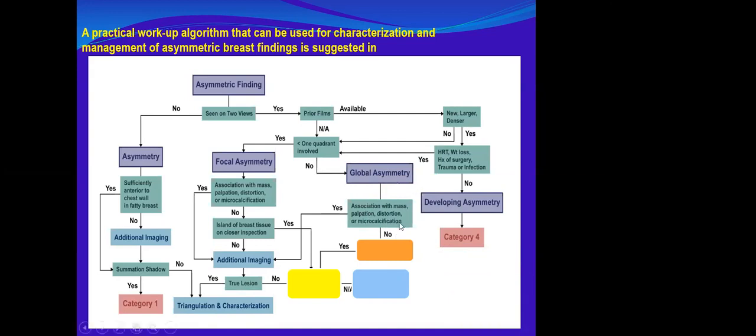If it is more than 1 quadrant, it will be global asymmetry. Then I have to look for any associated suspicious mammographic abnormality or palpable abnormality. If it is not there, it will be BI-RADS 2. If it is there, I will go for additional findings and follow. If it is a true lesion, I will go for triangulations and characterizations. And if it is no, I will go for category 2. If it is stable for more than 2 years, then it will be just BI-RADS 2. If it is not stable, it will still be BI-RADS 3.